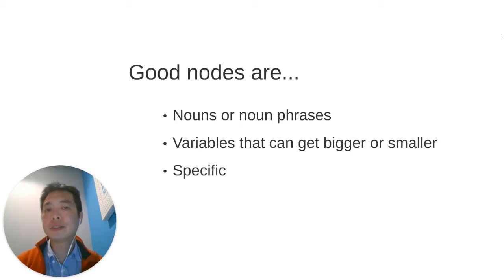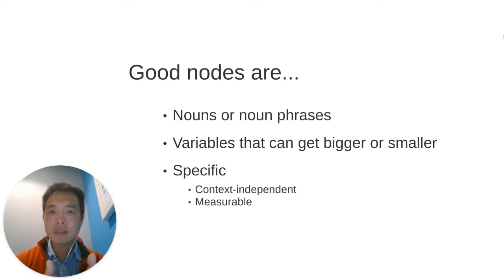It's also useful for nodes to be as specific as you're comfortable making them. Now, I know that's a little bit vague, but what we're going for is context independence. By this, I mean that different people of different backgrounds looking at the same node should interpret that node in the same way, so that when they build connections to or from that node, they'll be thinking of that node in the same way. It can be useful to express nodes in the form of something that's measurable, some kind of unit. Basically, this reinforces the specificity and the nature of nodes as being variables that can change in two directions.